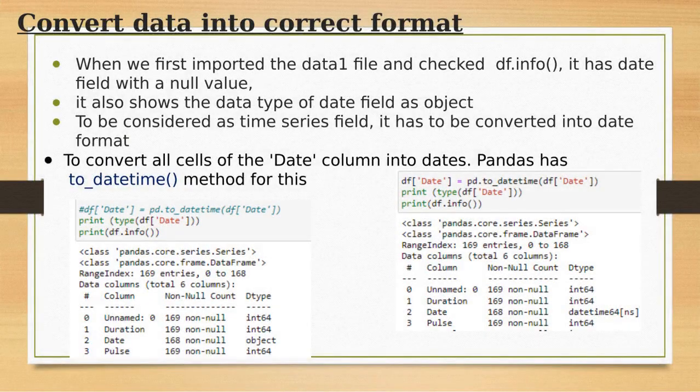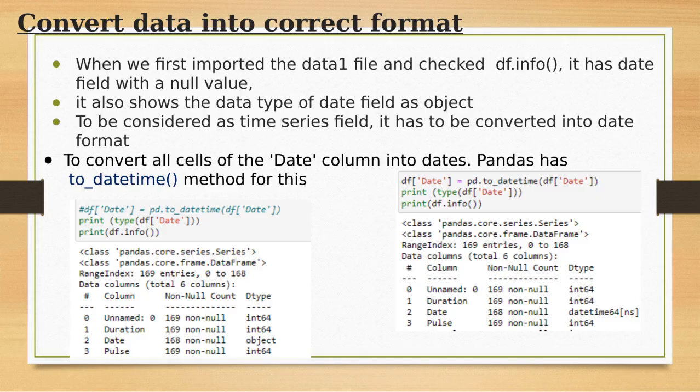We will learn why converting data into the correct format is an important step in data cleaning. When we import data from a CSV or Excel file, Pandas automatically assigns a data type to each column. However, the assigned data type may not always be correct. For example, a date column is often imported as an object, which means it is treated as plain text rather than as a date. If we check the data frame using df.info, we can see that the date column has the data type object.